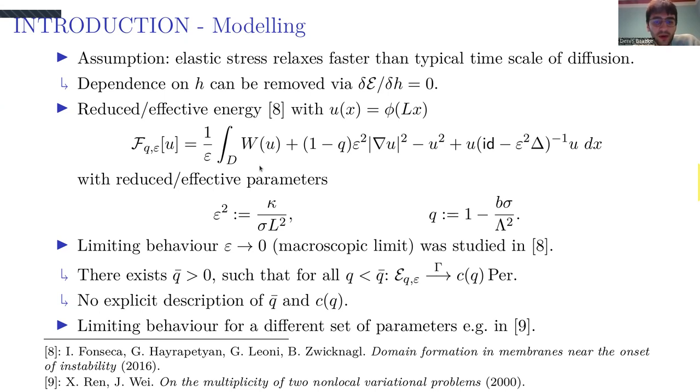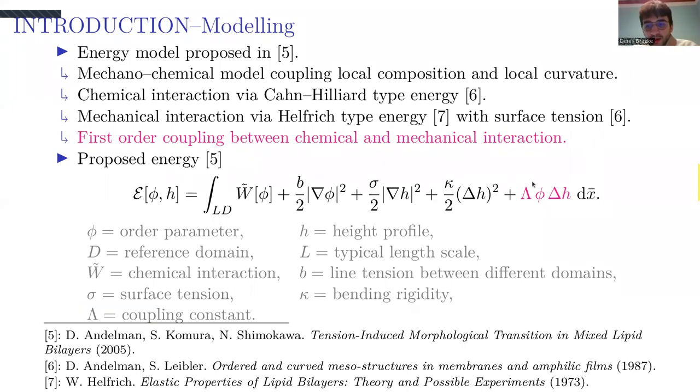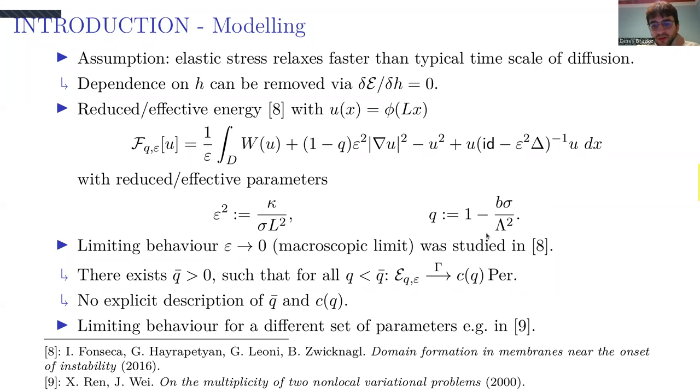And the parameters are now effective in the sense that they don't have any dimensions attached to them anymore. So epsilon can be seen as a reverse length scale, and Q is basically a non-local interaction term. So Q is basically a measure for how strong the coupling between the chemical and the mechanical forces is. If we go back here, this lambda is the coupling constant. And if you go now to the reduced ones, if this lambda is very, very large, then Q approaches one. And one is basically leading to a degeneracy of the diffuse interface part. So Q going to one means we have a very, very strong coupling between the two variables here, which are chemical substance and height profile of the membrane.